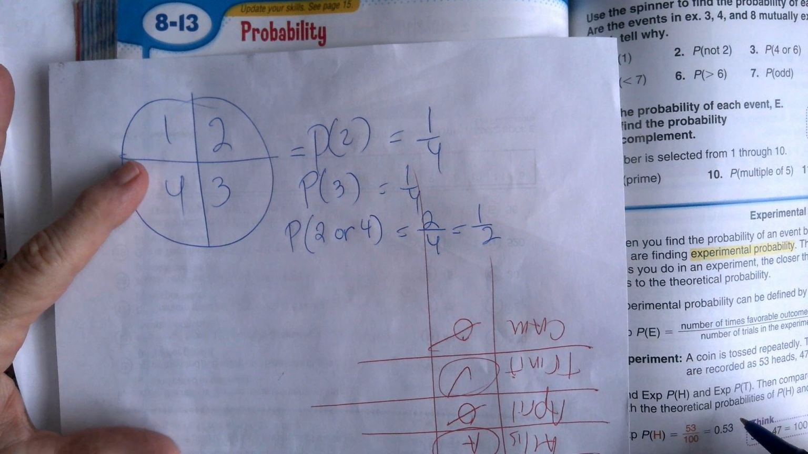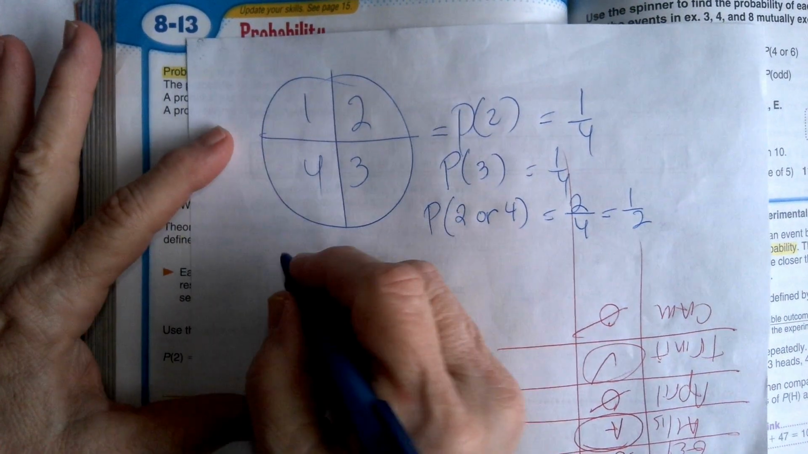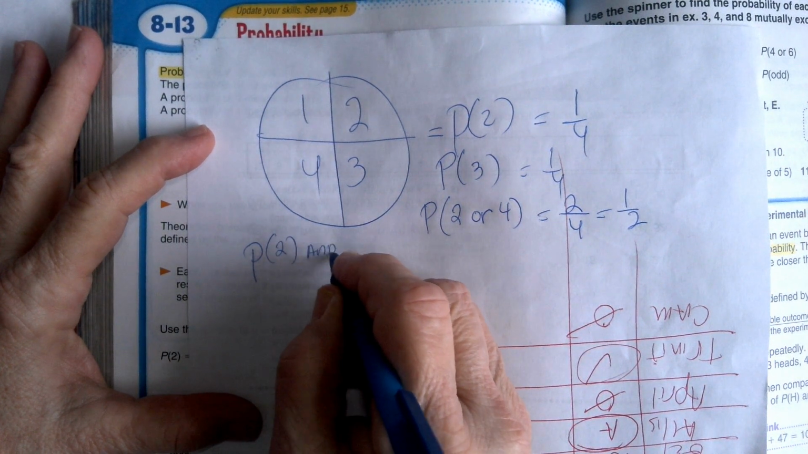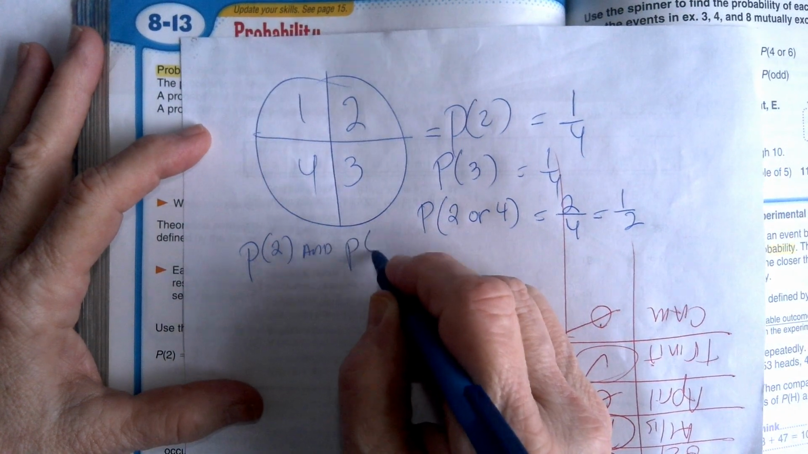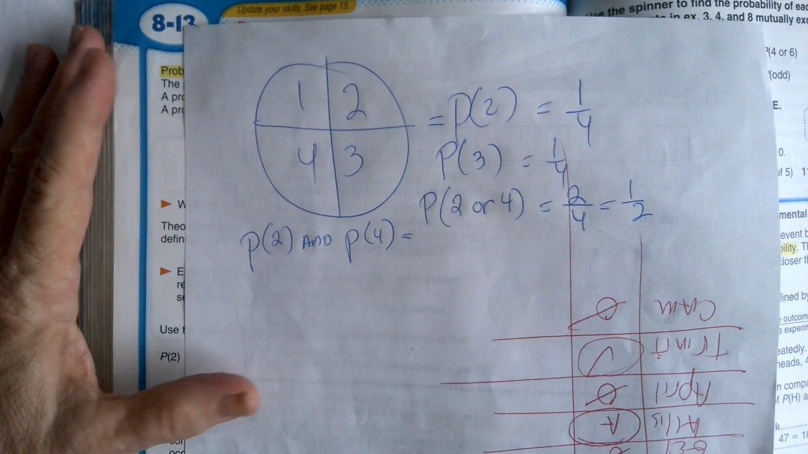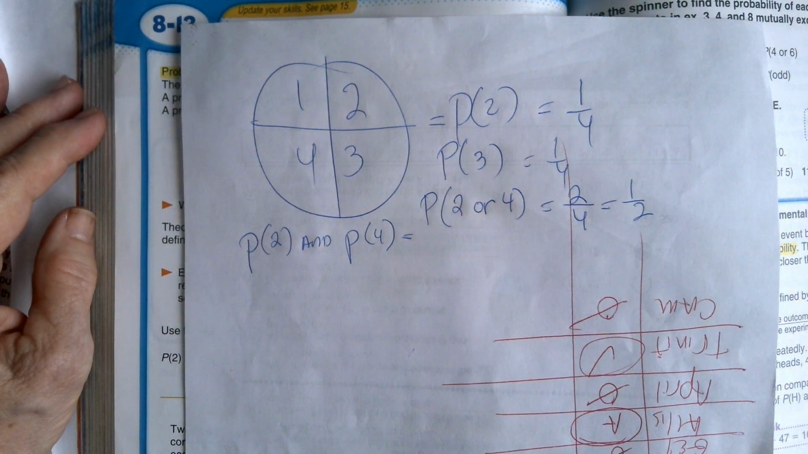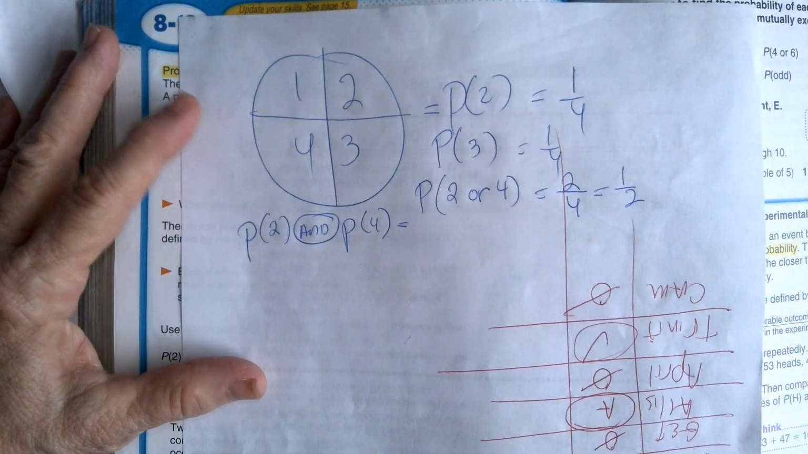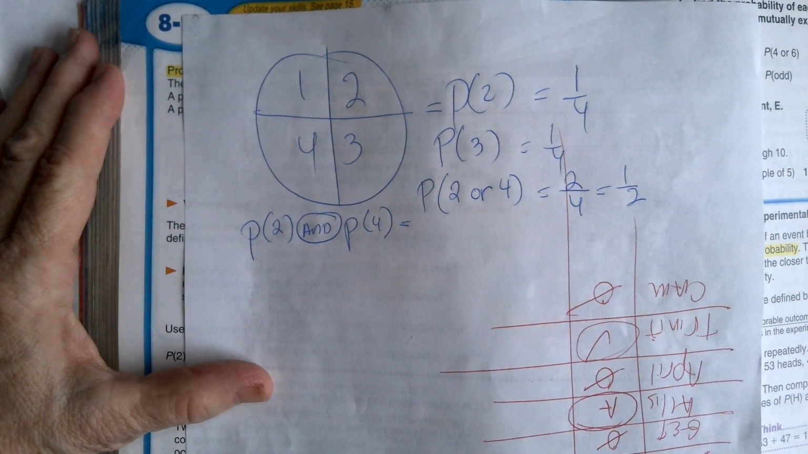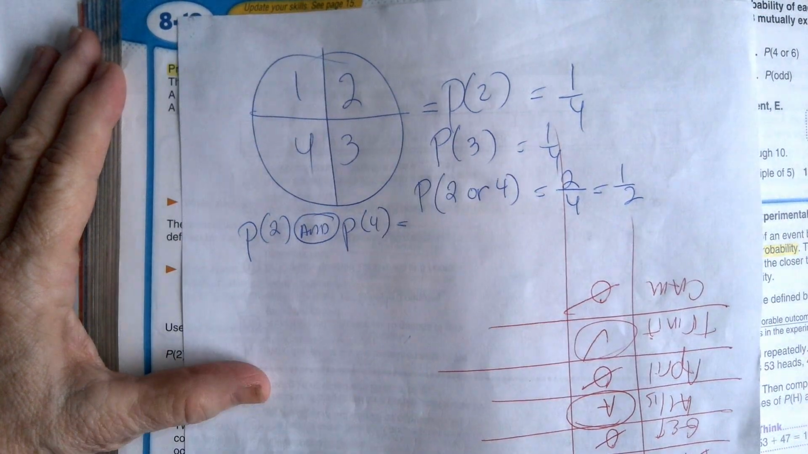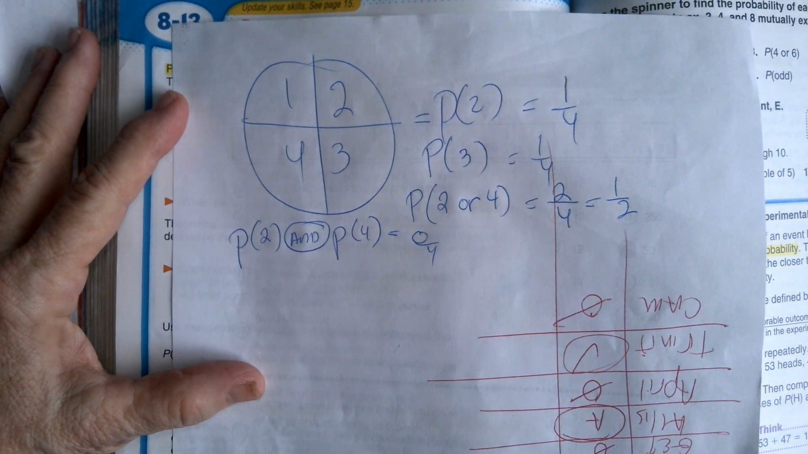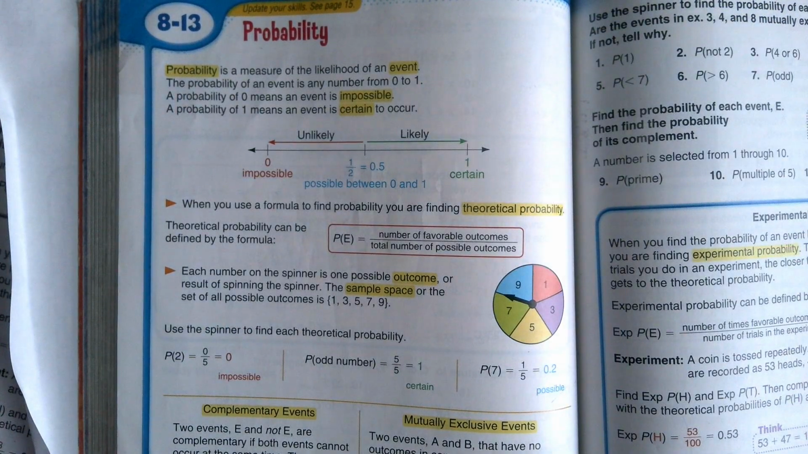Here's a good one. What's the probability of it landing on a 2 and the probability of it also landing on a 4? 0, because can it land on the 2 and the 4 at the same time? If it's a spinner, no. So this one is 0. 0 out of 4. There's no chance at all. So let's just look at a couple of these terms.